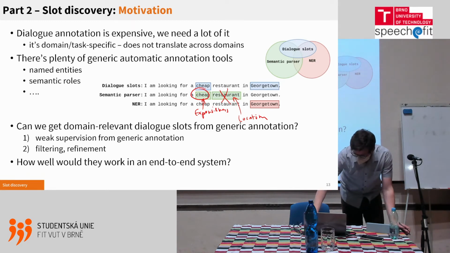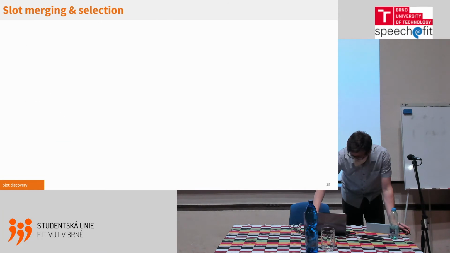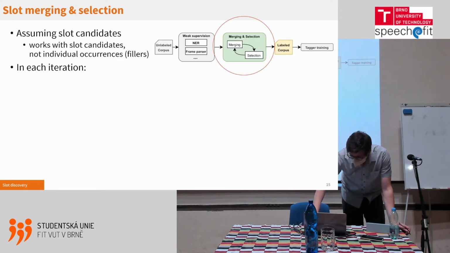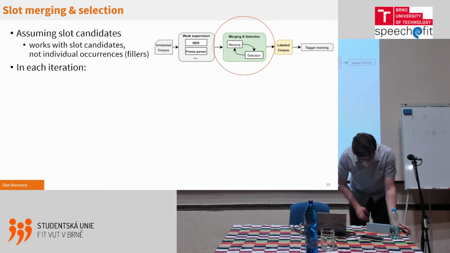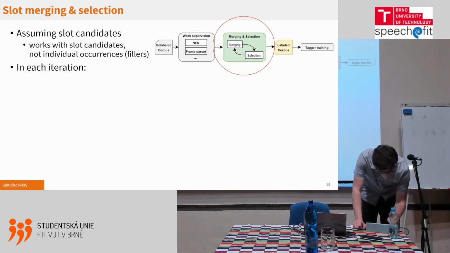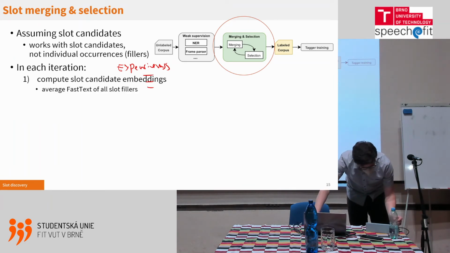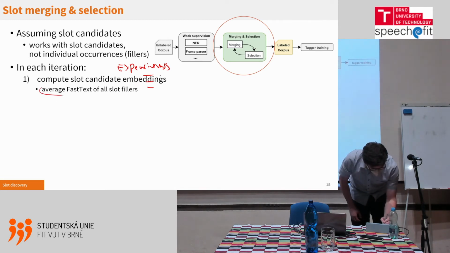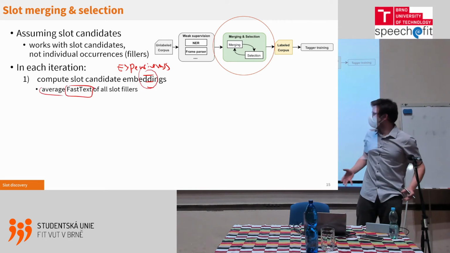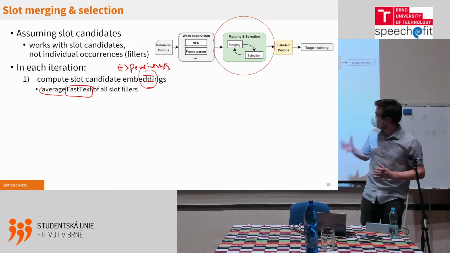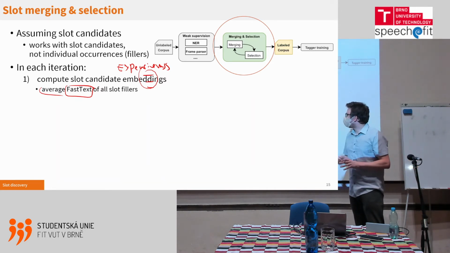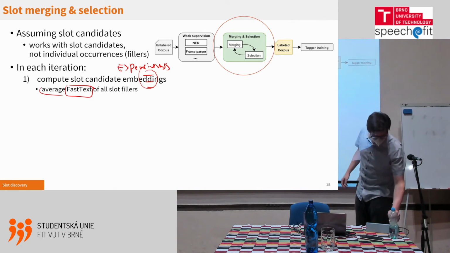So that's the idea, and this is what we do here. Basically, we take some slot candidate, which might be like this "expensiveness". We take all the words that are used in expensiveness, and we just average their fastText word embeddings, which are pre-trained word representations that you can just download. So we average those for each of these slot candidates.